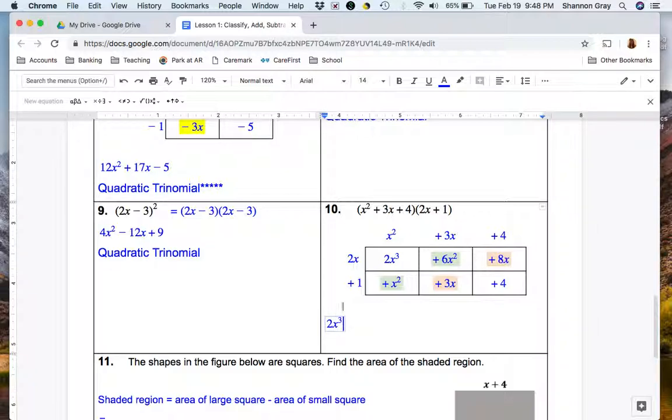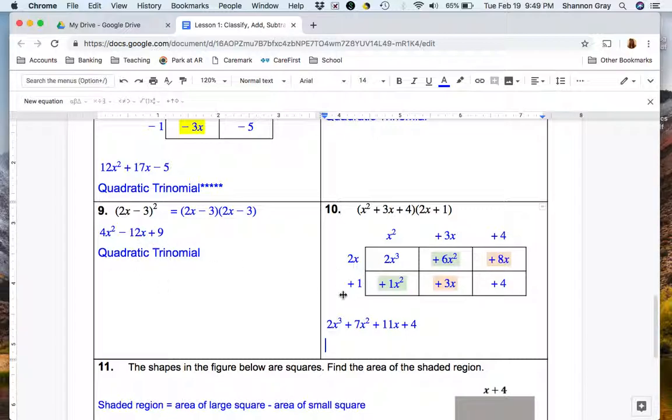Alright, so we've got 2x cubed. That term right there has no like terms. It's going to stay what it is. And then I have 6x squared, and if you really want to see the 1, 6x squared plus 1x squared is 7x squared. Then we have 3x and 8x is 11x, all positive, and then our constant is 4.